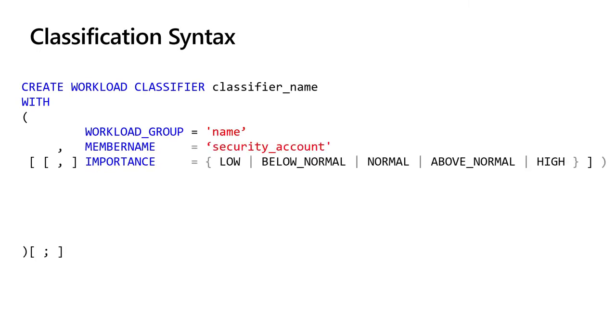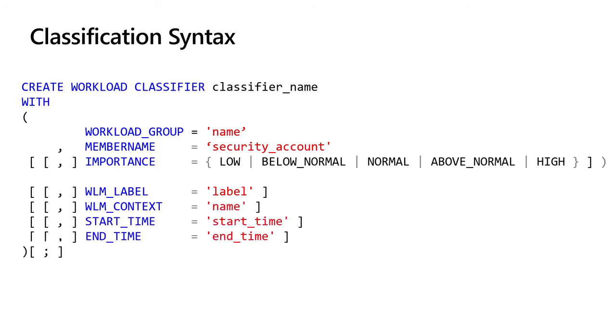So this is the syntax. Again, this has been GA'd now for a few months. The create workload classifier: you specify a workload group name or a resource class, the member name, and then you can set the importance, and there are 5 levels of importance. What we're announcing today for public preview is the label syntax, the session context, and then start time and end time for time of day.